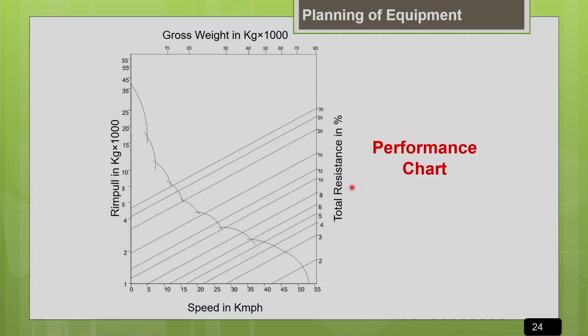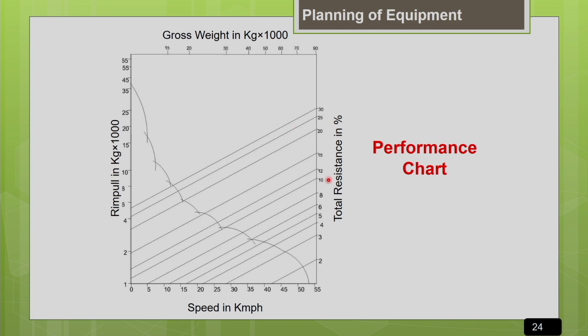Okay, so this graph shows you a typical performance chart. These kind of performance charts you can find in the equipment handbook supplied by the equipment manufacturer. So the equipment manufacturer will provide this kind of performance charts for every model of the machine produced by him. By looking into this performance chart, you can get information on what will be the speed of the machine for a given project condition.